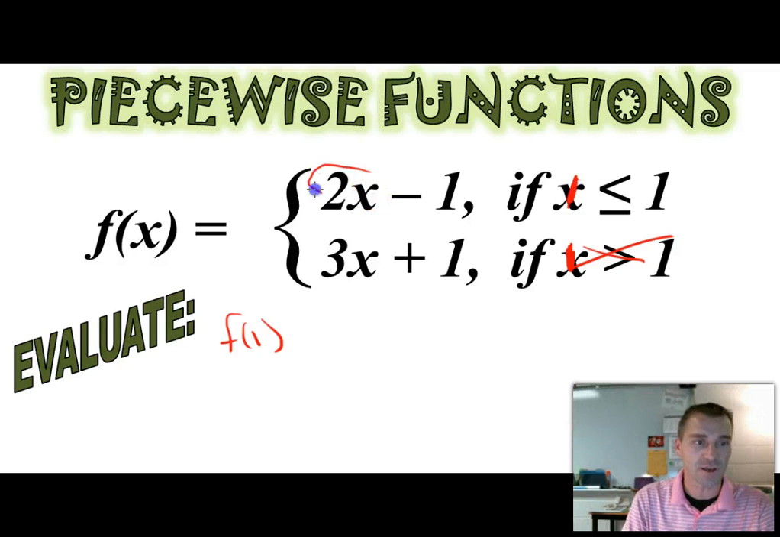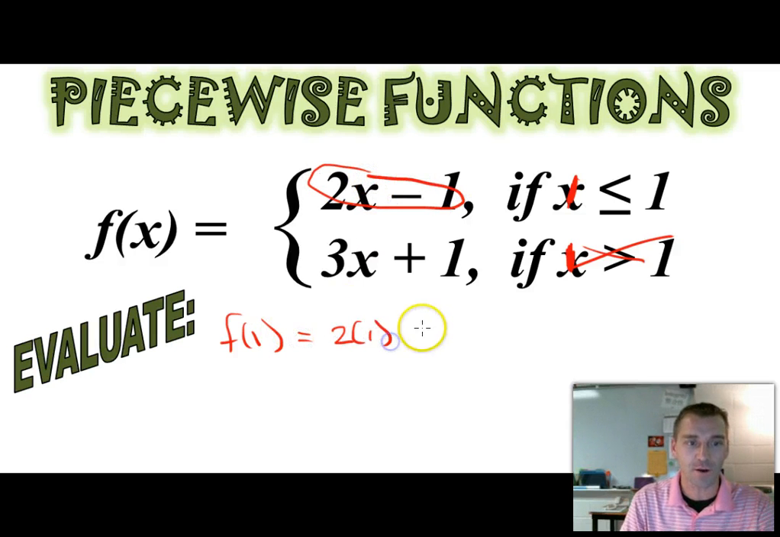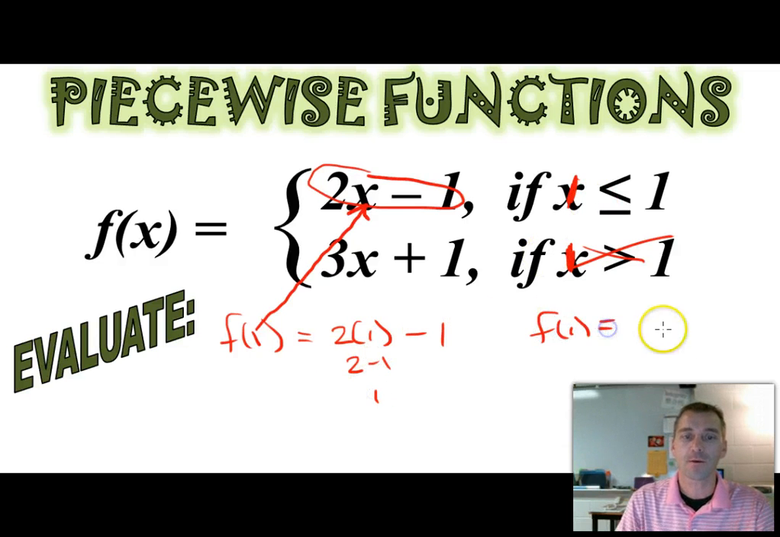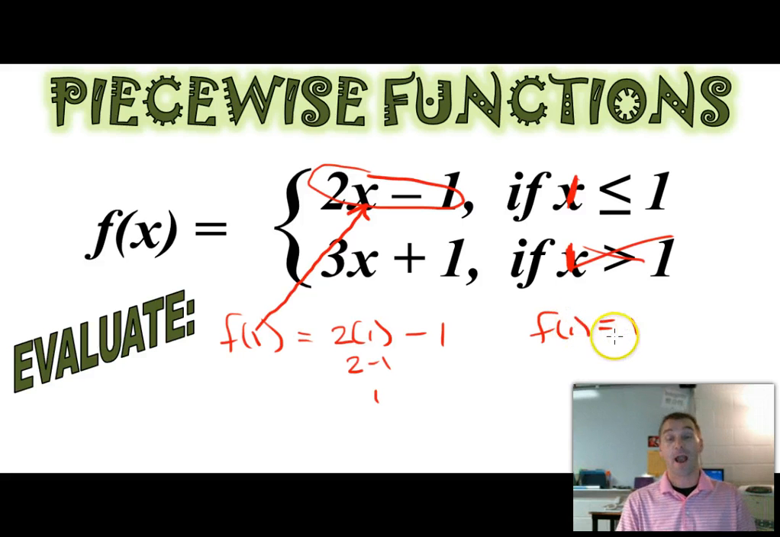So that means I use this particular function, and bada bing, I get 2 times 1 minus 1. So I'm putting this input value into that particular part of the piecewise function, because that's the one that fits. So then I get 2 minus 1, which gives me 1. So my output value for my input value of 1 happens to be a 1. Beautiful. That's exactly how you do it.